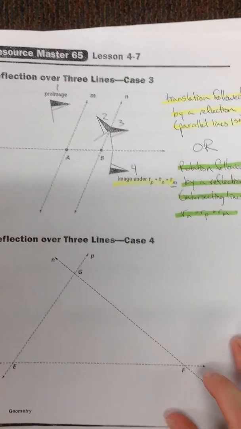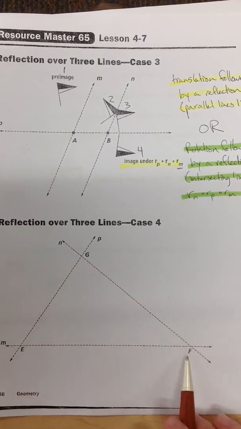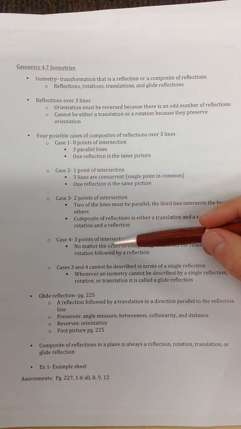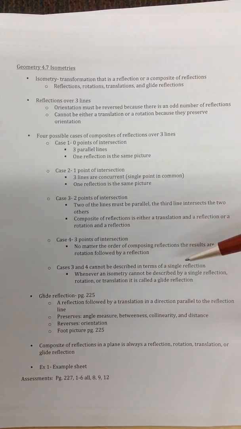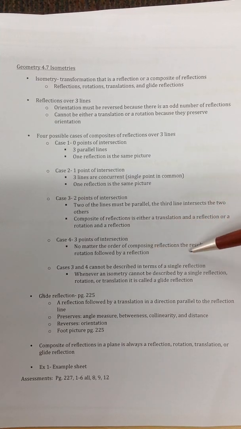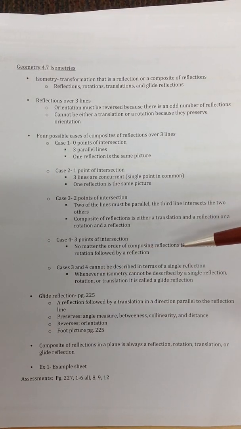Okay, and then the last one, they don't put a picture with this, not sure why, but this is when we flip over lines that connect in 3 points, so like 1, 2, and 3, so this is case 4. So if we look back at our notes for case 4, 3 points of intersection, and it's always going to look like that triangle shape, because that would be crossing in 3 different spots. And then it says no matter the order of composing reflections, the results are always going to be a rotation followed by a reflection. So this one is also going to end up being a glide reflection, but this one we can't have a translation in it. It's always going to be a reflection and a rotation.